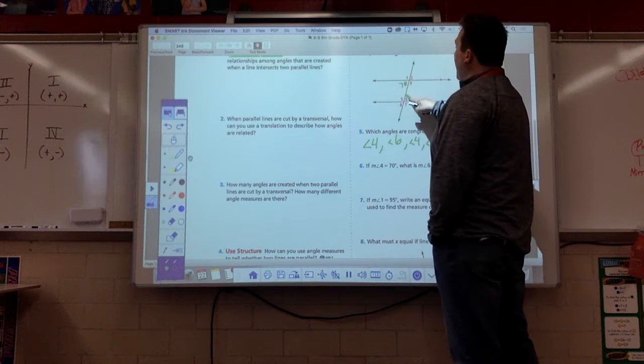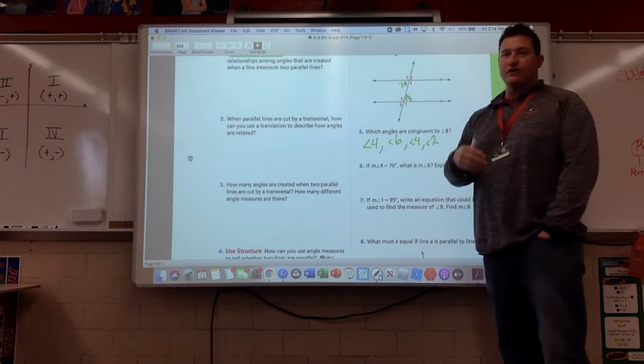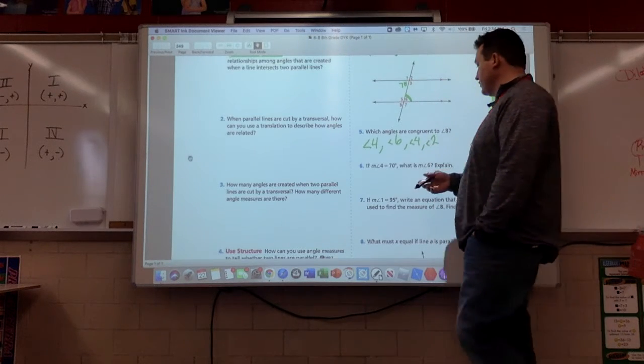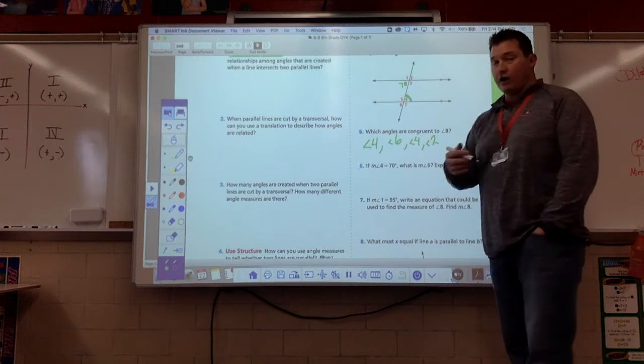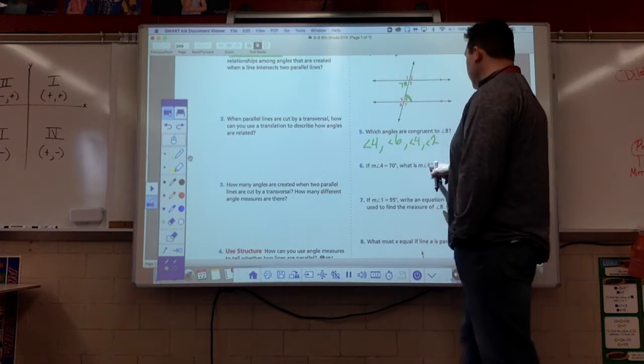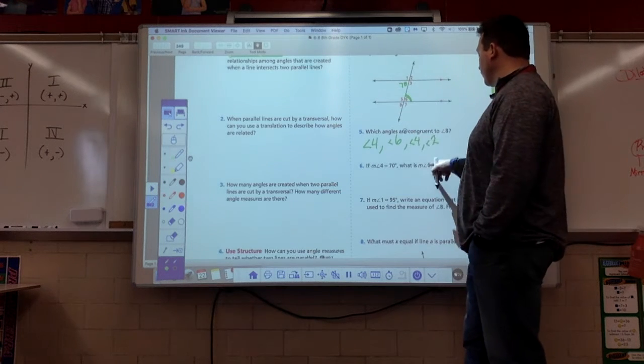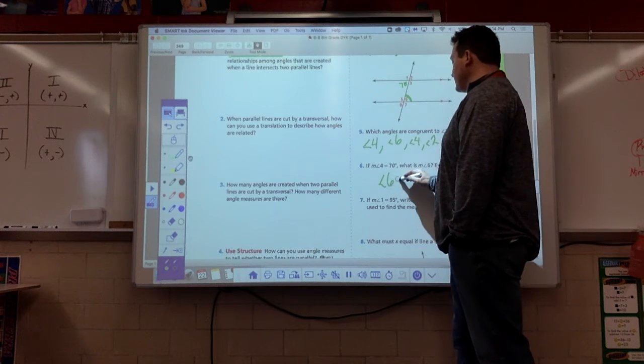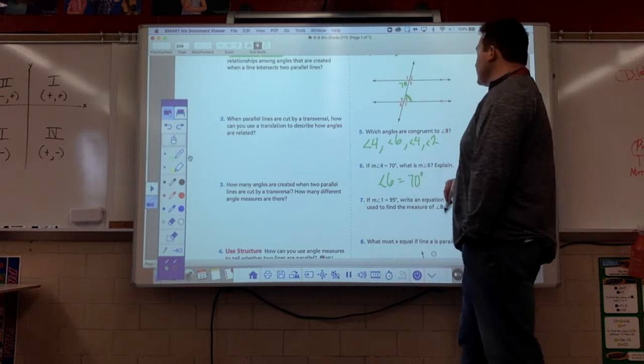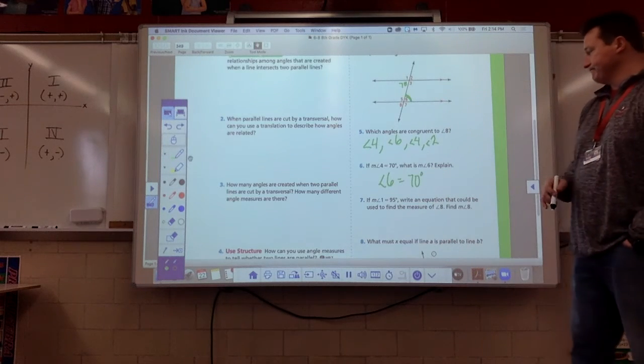Well, they're on opposite sides of this transversal, so they're alternate interiors. Alternate interiors are equal to each other, okay? So if angle 4 is 70 degrees, it will be congruent with angle 6. So angle 6 will be equal to 70 degrees, okay?